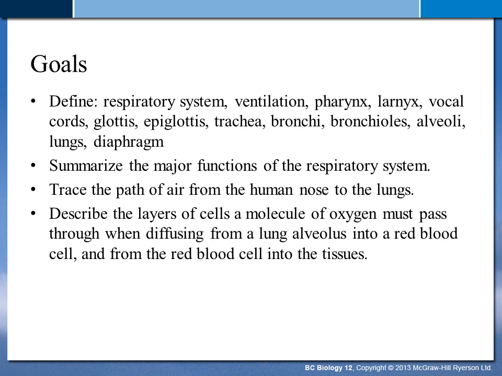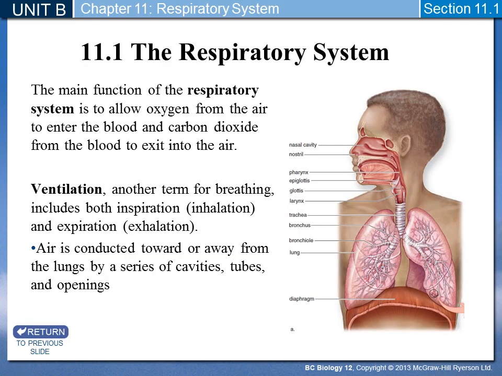So we're going to define the respiratory system, ventilation, pharynx, larynx, vocal cords, glottis, epiglottis, trachea, bronchi, bronchioles, alveoli, lungs, and diaphragm. We'll summarize the major functions of the respiratory system and each part of the respiratory system. We're going to be able to trace the path that the air takes from the nose all the way to the lungs, and then finally describe the layers of cells that a molecule of oxygen has to pass through to get to the red blood cells and into the tissues.